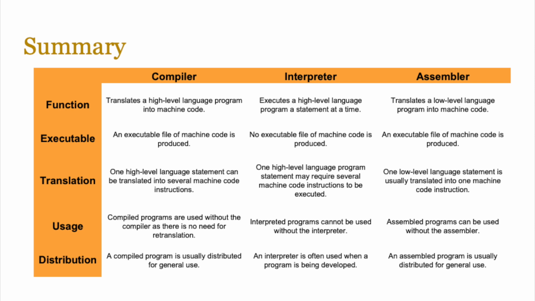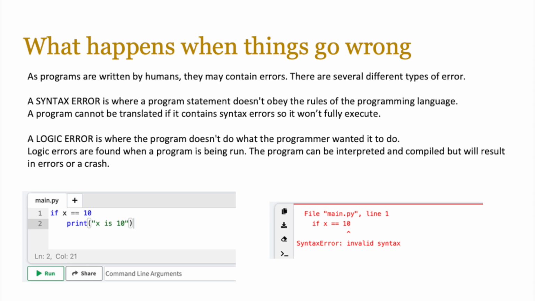Assembled programs can also be used without the assembler, so no need to share source code there either. And finally, with compilers and assemblers, you can distribute the program for general use, whereas an interpreter is only used when the program is being developed. So what happens when things go wrong?